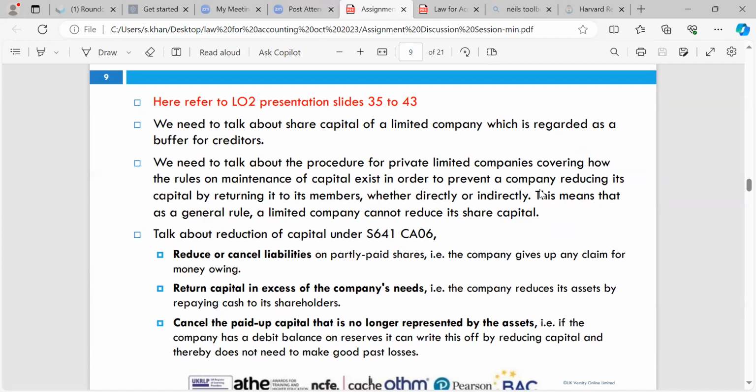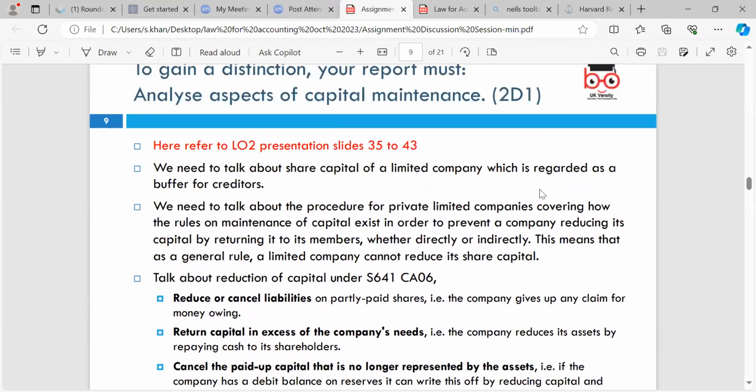You need to look at reducing or cancelling liabilities on partly paid shares. For example, the company gives up any claim for money owing. Return capital in excess of company's needs: the company reduces its assets by repaying cash to its shareholders, and cancels the paid up capital that is no longer represented by the assets. If the company has a debit balance on reserves, it can write this off by reducing capital and thereby does not need to make good past losses. Now if you want to do this in task 1, this is where you will gain the distinction.